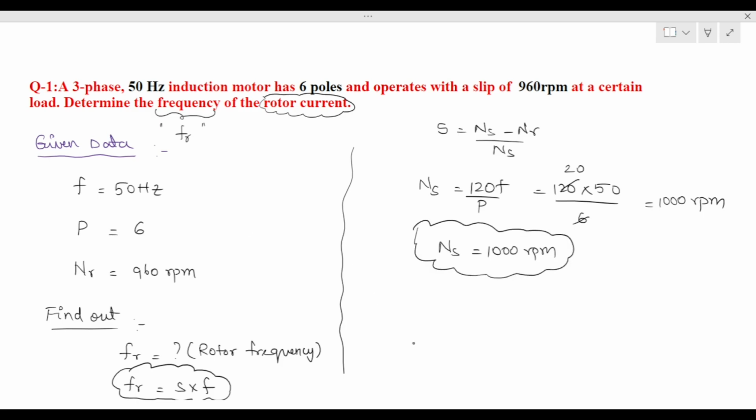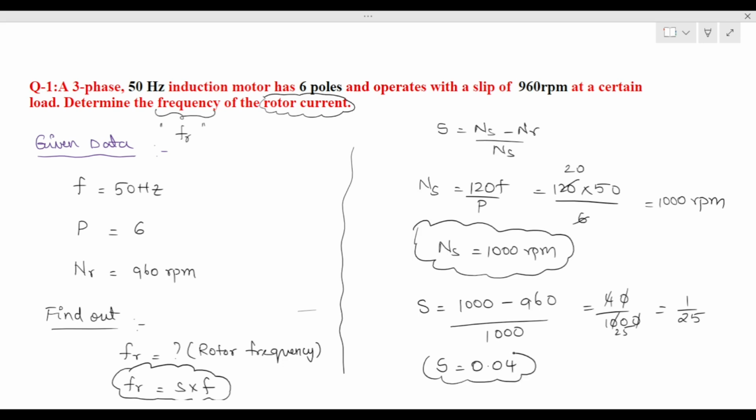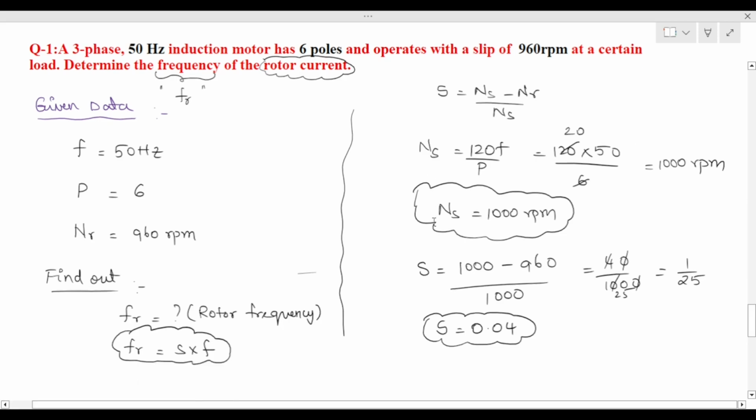Now what is the value of slip? Slip is equal to the stator speed Ns, 1000, minus the rotor speed, 960, by Ns, 1000. So 40 by 1000, which is 1 by 25. So slip is equal to 0.04. This is the value of slip.